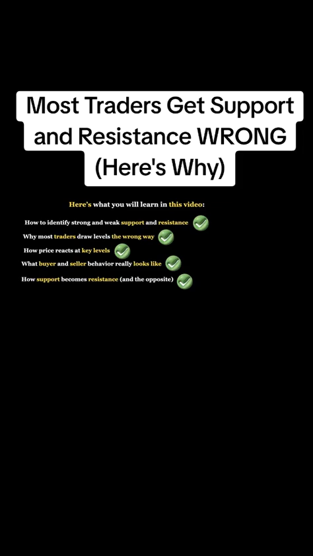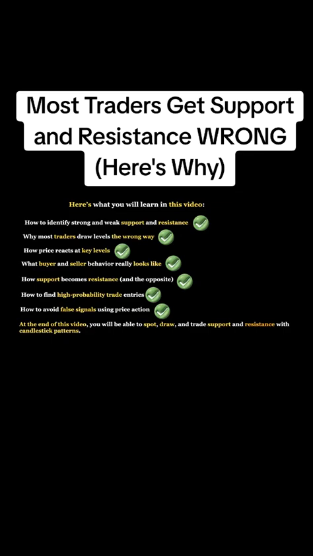Here's what you will learn in this video: how to identify strong and weak support and resistance, why most traders draw levels the wrong way, how price reacts at key levels, what buyer and seller behavior really looks like, how support becomes resistance and the opposite, how to find high probability trade entries, how to avoid false signals using price action. At the end of this video, you will be able to spot, draw, and trade support and resistance with candlestick patterns.